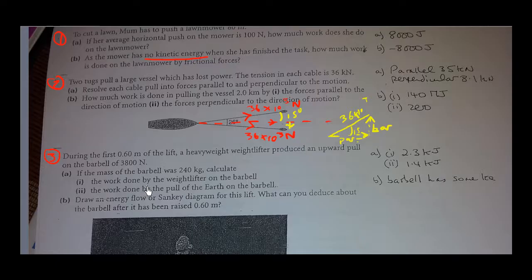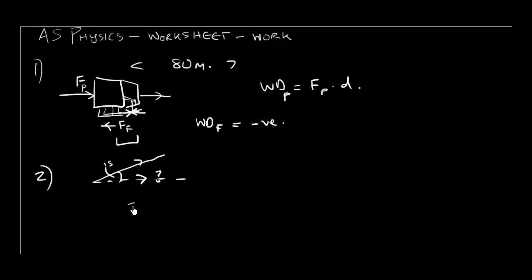So how much is the work done in pulling the vessel? So that means by the two components, right? So by the two cables, right? So the work done is going to be both forces times the distance. So they tell you it's 2 kilometers. So this is moving a distance of 2 kilometers, which is 2,000 meters. You always need to put it in meters.